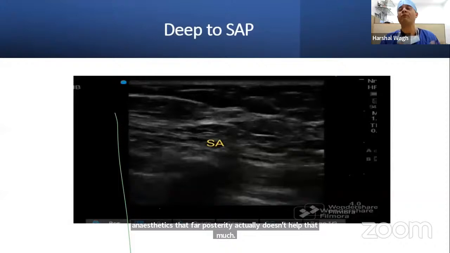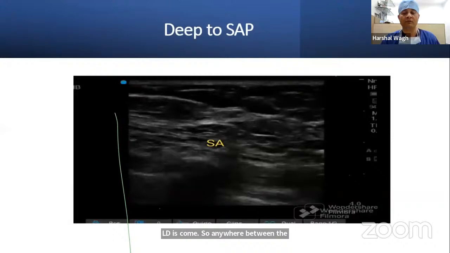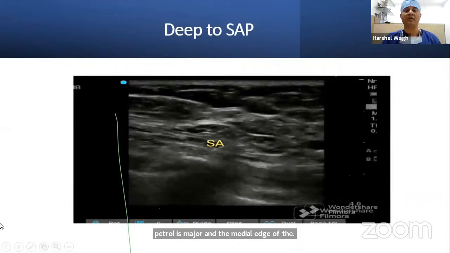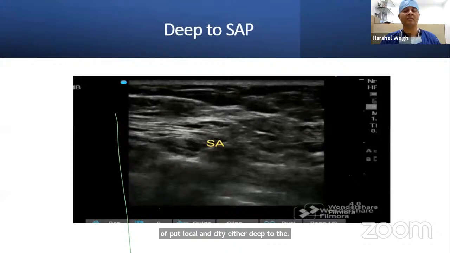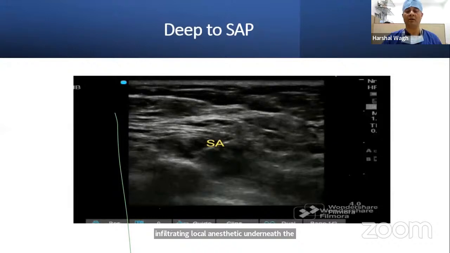So anywhere between the lateral edge of the pectoralis major and the medial edge of the LD, before the LD comes. That's where we would put local anesthetic, deep to the serratus. So this is hitting the periosteum of the rib and then infiltrating local anesthetic underneath the serratus. But obviously this is much before the LD has even appeared.